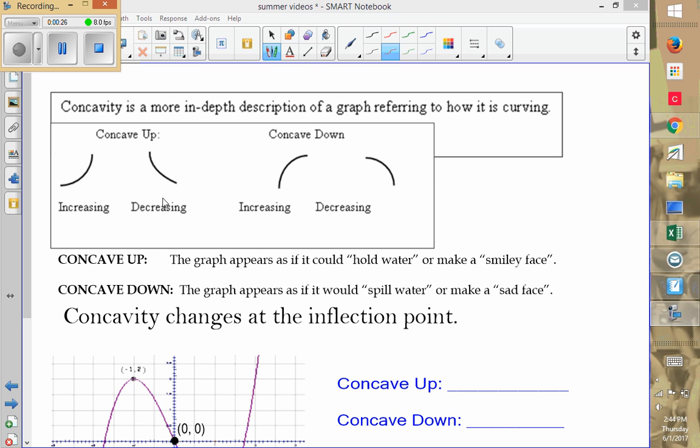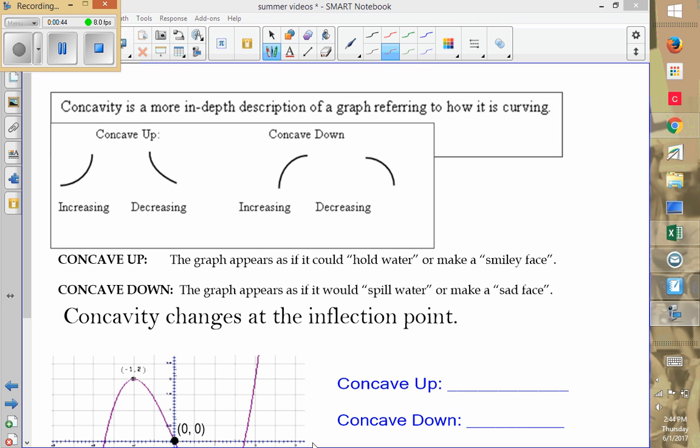Since you can be increasing or decreasing, you can be concave up two ways: concave up where you're increasing, concave up where you're decreasing, and you can be concave down where you're increasing and concave down where you are decreasing.